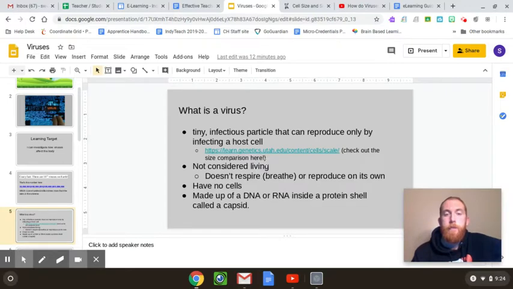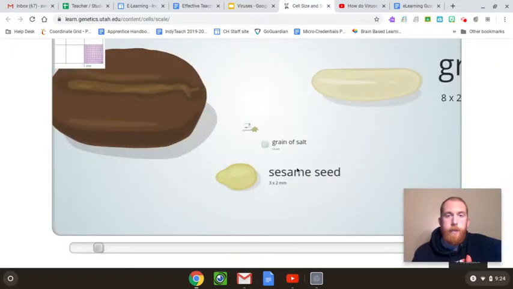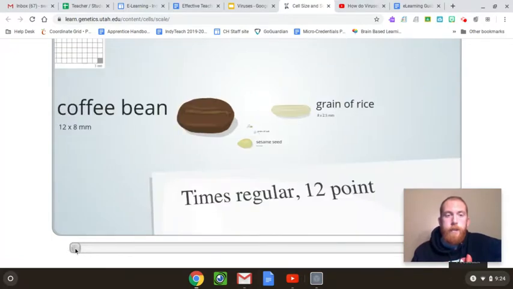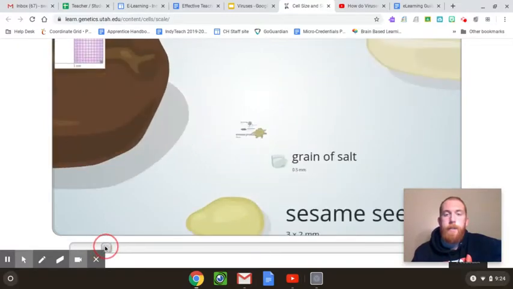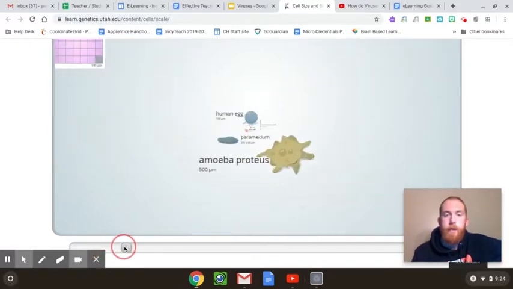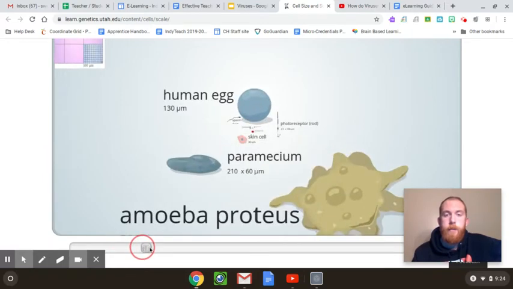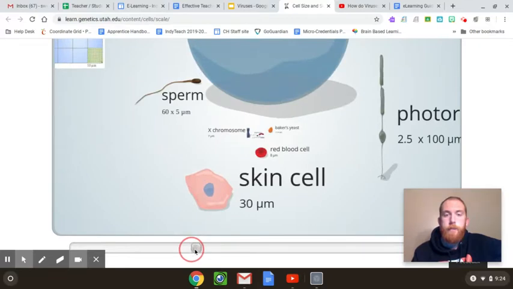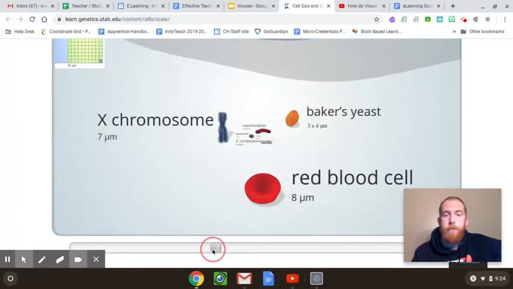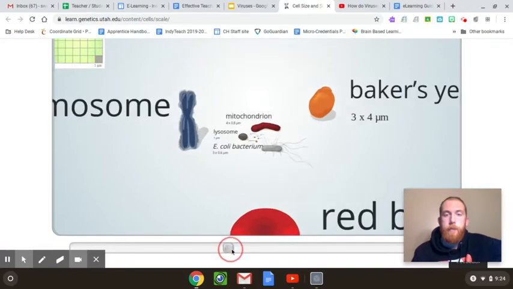All right, so we're going to look at the size of that just right now. This is a pretty cool website that Mrs. Sully sent me. So we're starting out here, and here's like the size of a coffee bean. Here's the size of a grain of rice. We're going to keep zooming in until we can find the size of a virus. So we're going past the sesame seed, past a grain of salt. We're going amoeba, human egg, skin cells, going past the sperm, past the X chromosomes. Here we go. Past the mitochondrion.